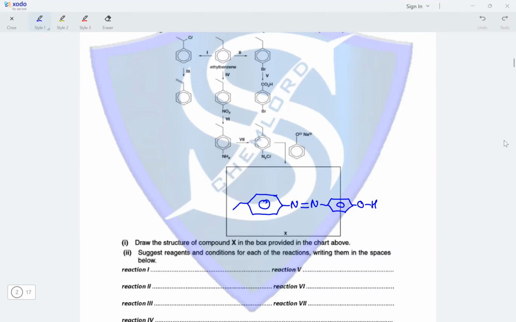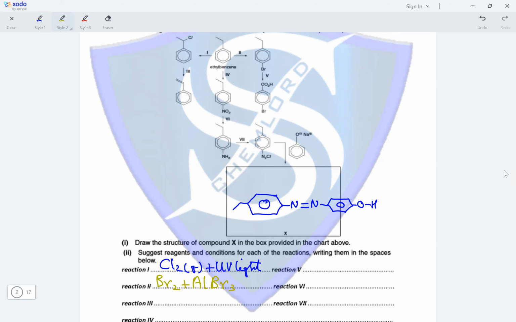Suggest reagents and conditions for each of the reactions, writing them in the spaces below. So reaction 1 would require chlorine gas and UV light. Reaction 2 is electrophilic substitution and bromine is present, so that would require bromine and AlBr3 to bring about bromination of benzene.